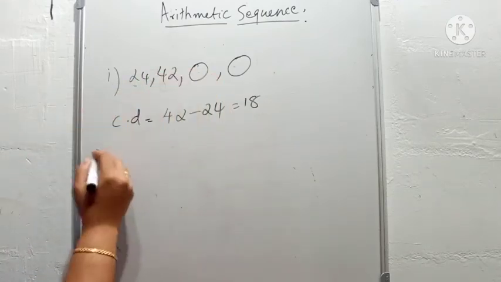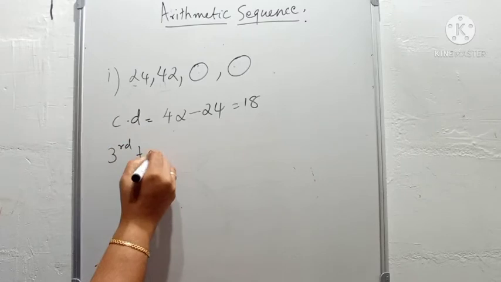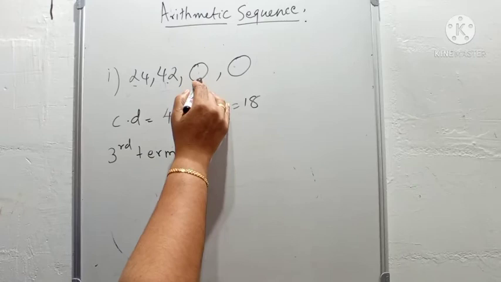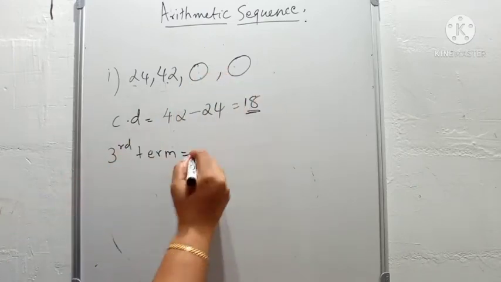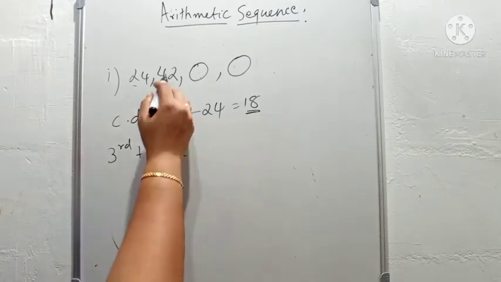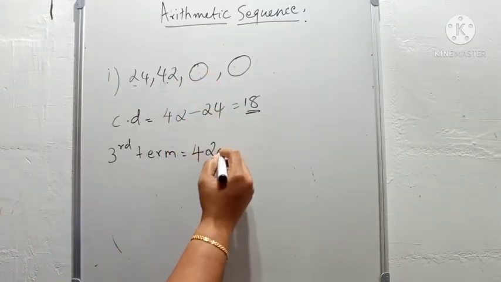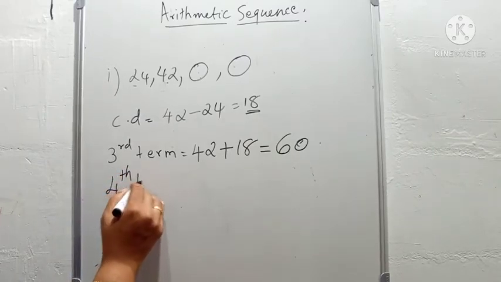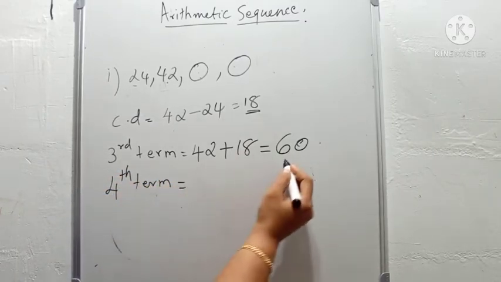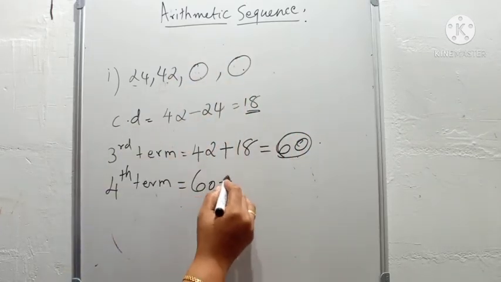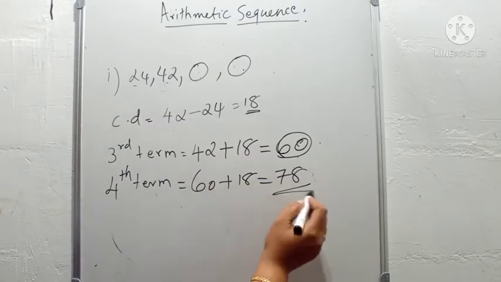Then what about the third term? The third term is equal to the second term plus the common difference. That is 42 plus 18, which is equal to 60. Then what about the fourth term? The fourth term is equal to the third term plus one time the common difference. That is 60 plus 18 is equal to 78.